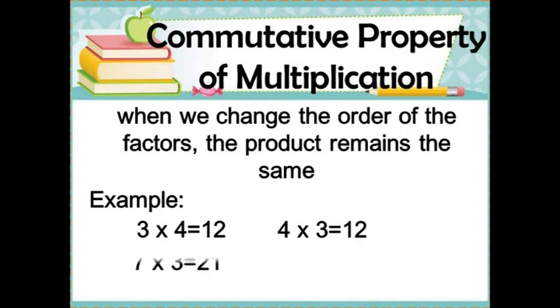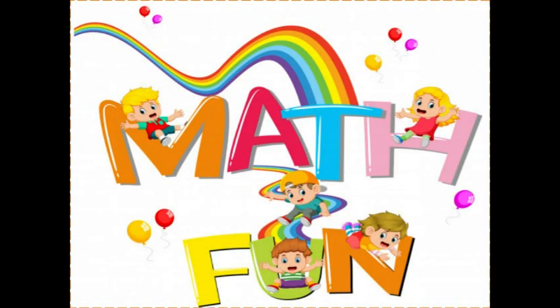So another one, we have 7 times 3. The answer is 21. And if we change it, we have here now 3 times 7. The answer is still 21. So that is how the commutative property of multiplication works. Again, the properties of multiplication are the identity property, zero property of multiplication, and commutative property of multiplication.